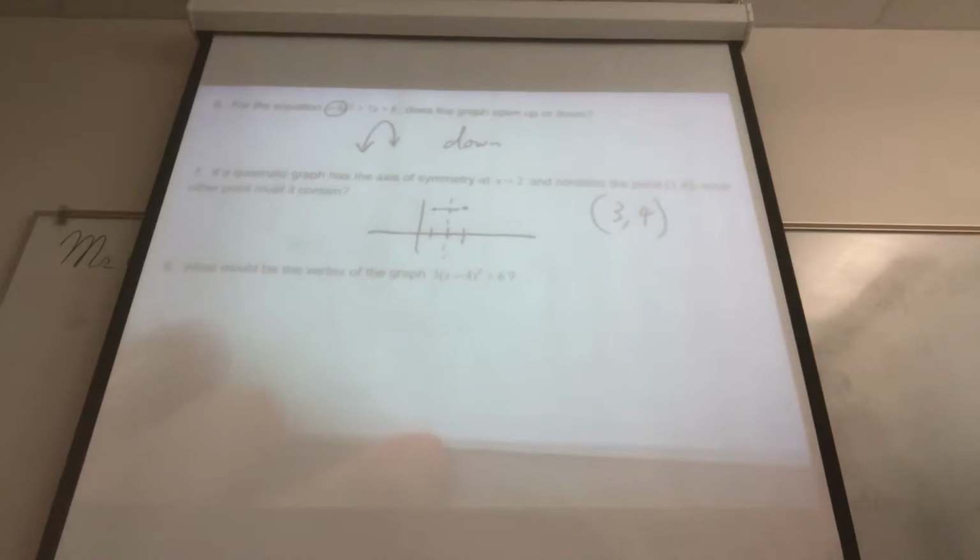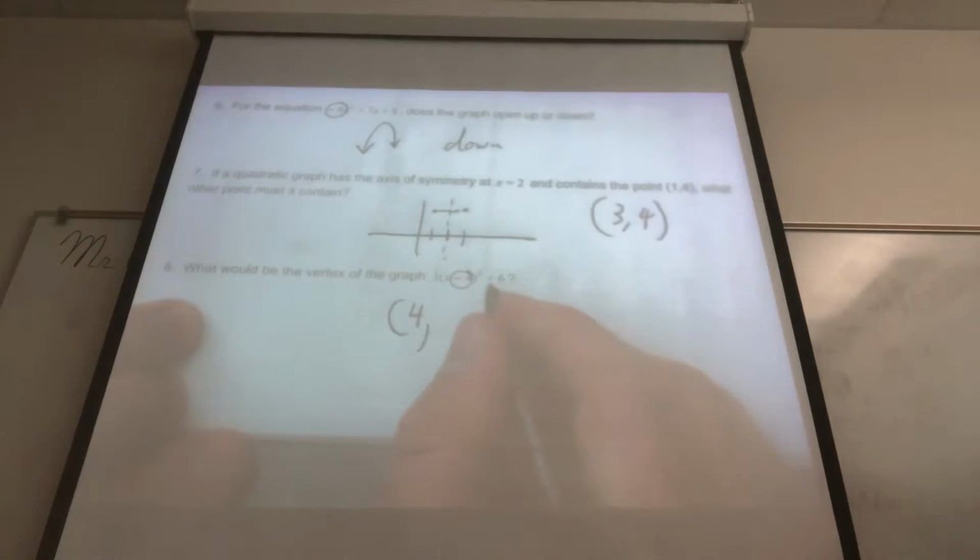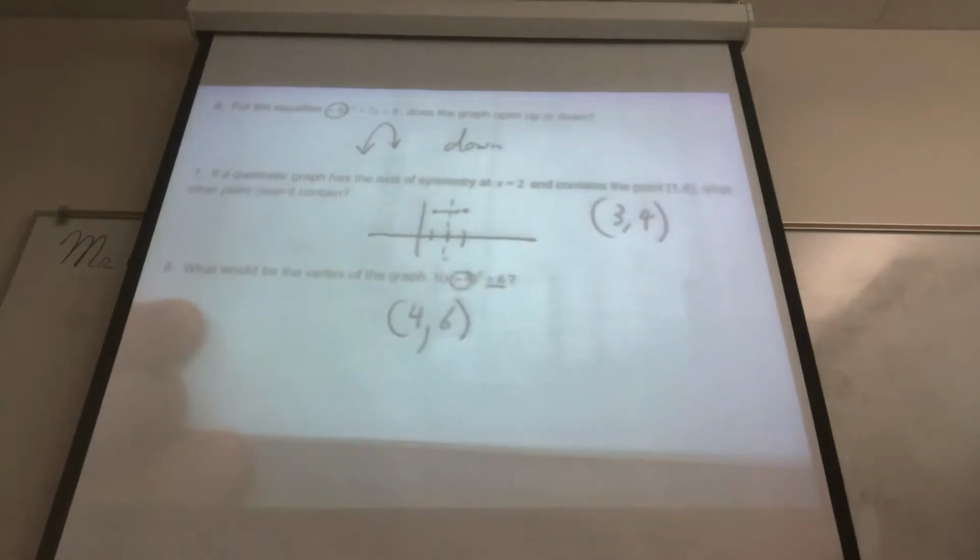What would be the vertex of the graph? 3(x - 4)² + 6. It's the opposite of this. So instead of a minus 4, it's a plus 4. And then it's this number, 6. There's my vertex.